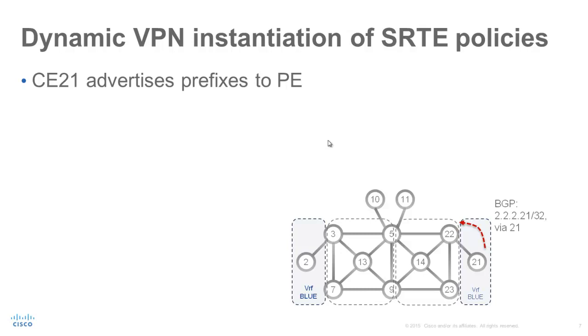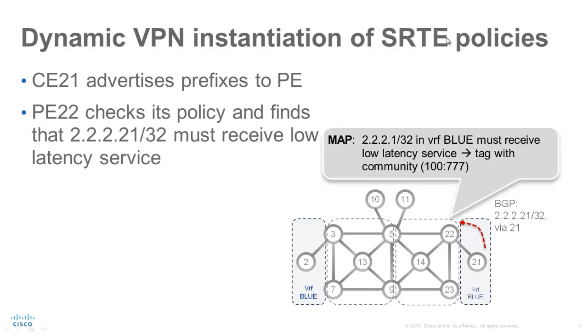The demonstration will start from a point where a remote CE, CE21 in the picture, advertises a prefix towards the service provider network. In this example, the prefix will be 2.2.2.21. Once the prefix arrives on the PE 22, the service provider knows beforehand that this customer has purchased a low latency service. So any traffic destined to the prefix 2.2.2.21 in this VRF blue must receive low latency.